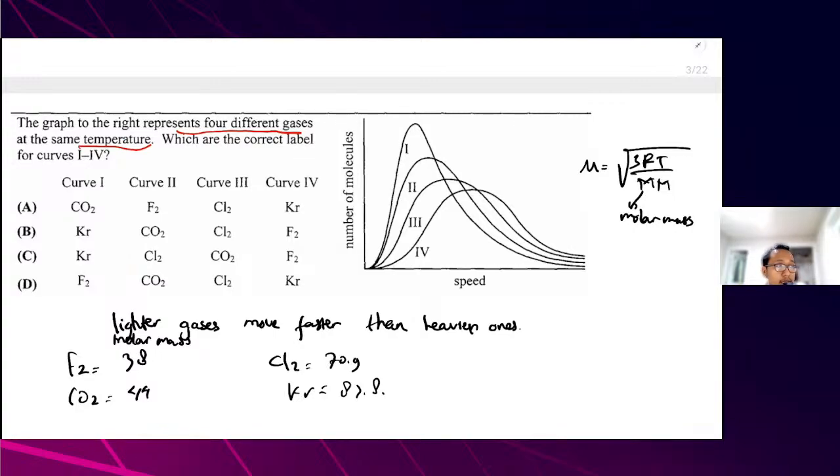As you can see, guys, which one has the highest speed? The highest speed is this one, so one will be F2, and two will be CO2. 3 will be Cl2. 4 will be Kr. Because, as you can see, this is the lowest speed. So the answer will be D.